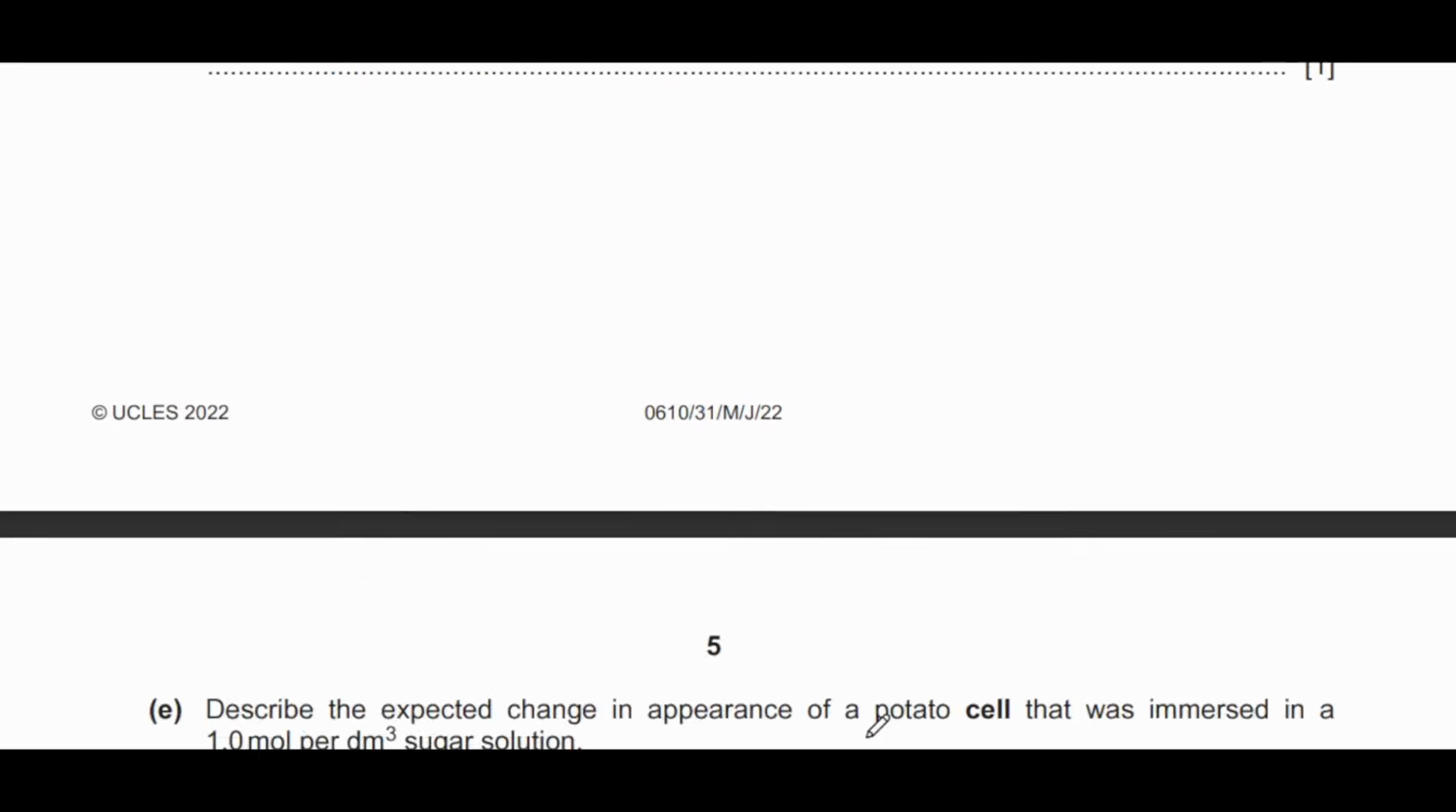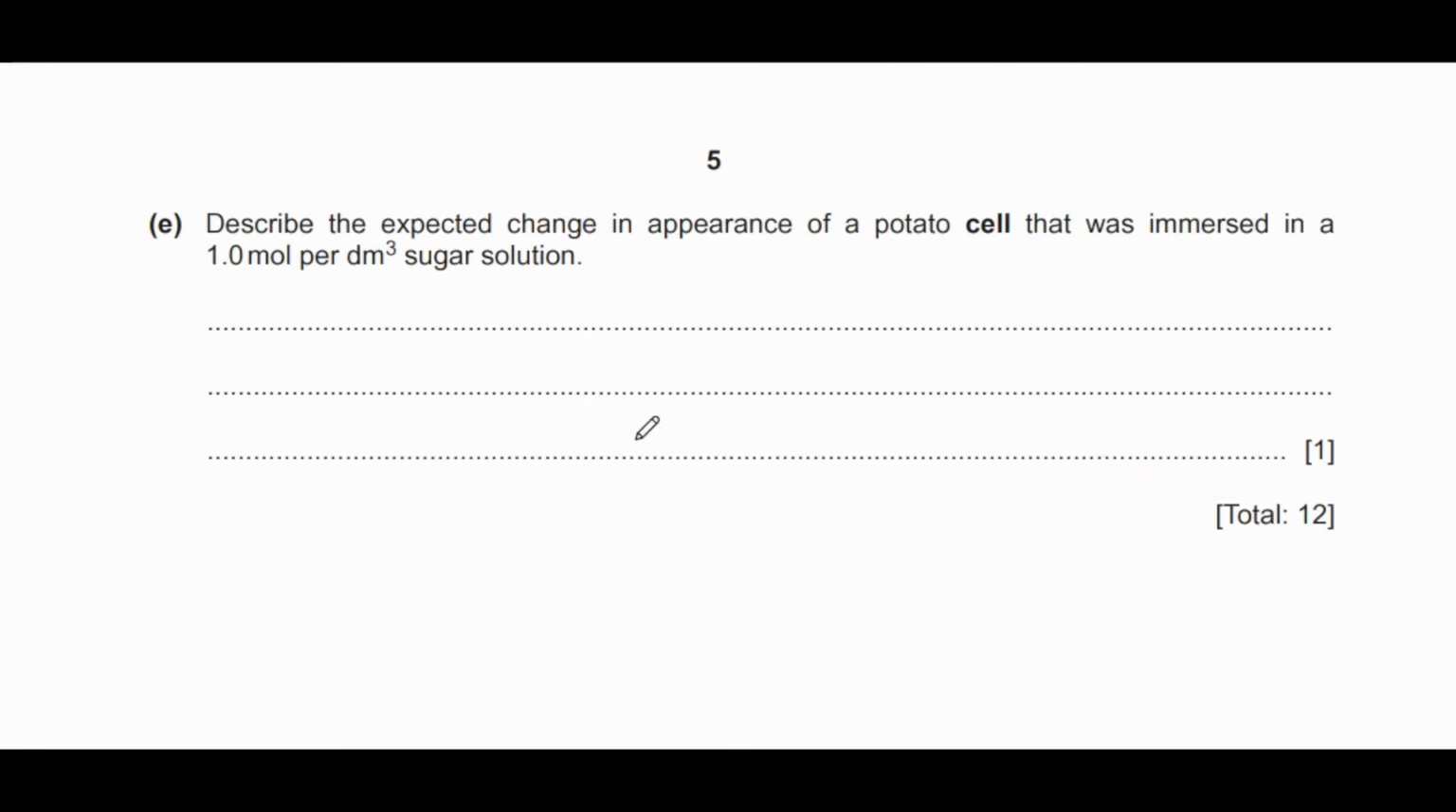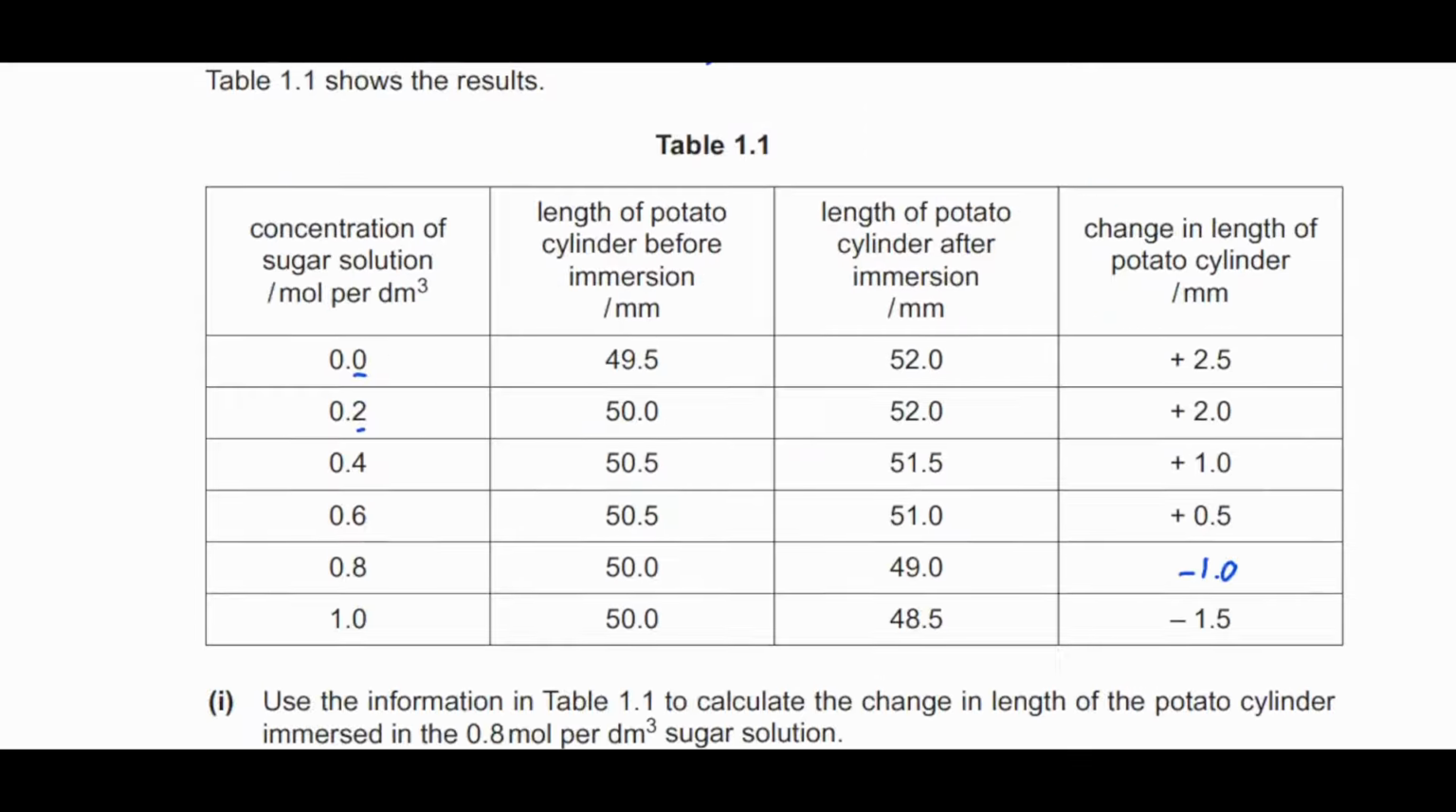Okay. State the name of the process that will cause water to enter or leave the potato cell. So this is the name of the process. The process is osmosis. Okay. And finally, question E. Describe the expected change in appearance of the potato cell that was immersed in 1.0 mole per dm cube sugar solution.